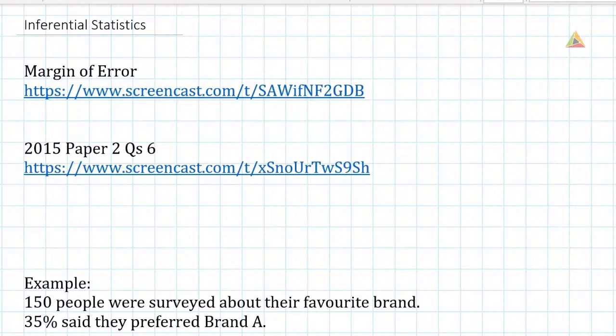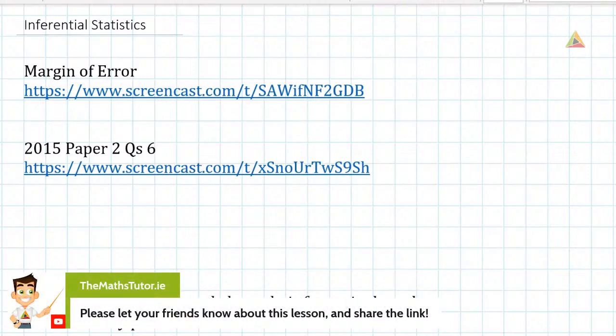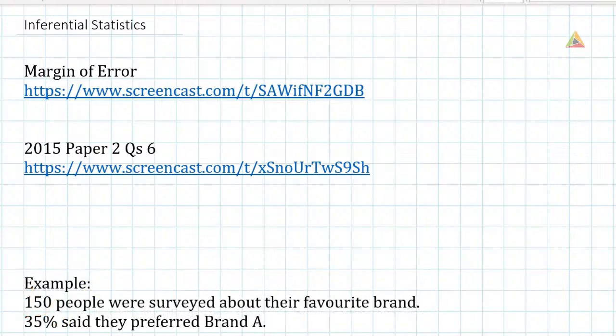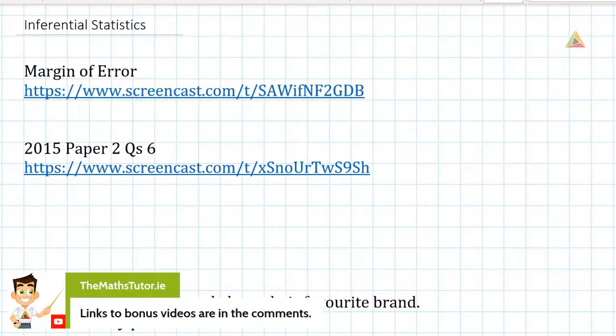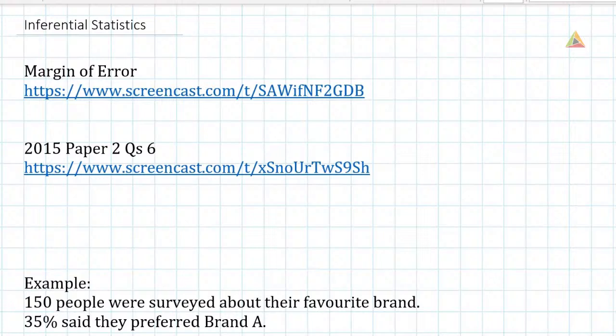This week we're going to continue looking at statistics, and we're going to be looking at inferential statistics. So inferential statistics is where we take data from a sample and try to use it to infer something about an entire population. An entire population is everything that it could be, so everyone or everything in a population.